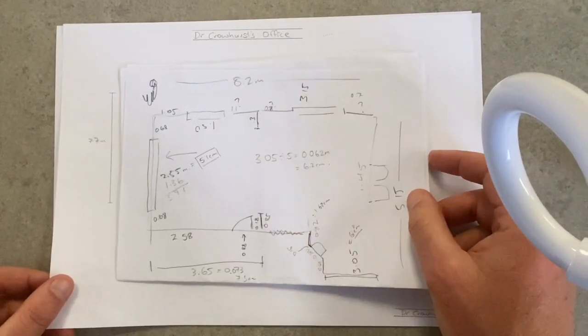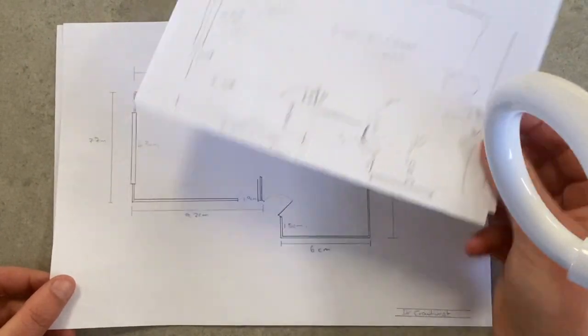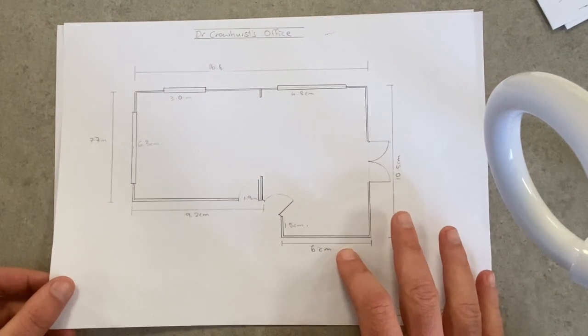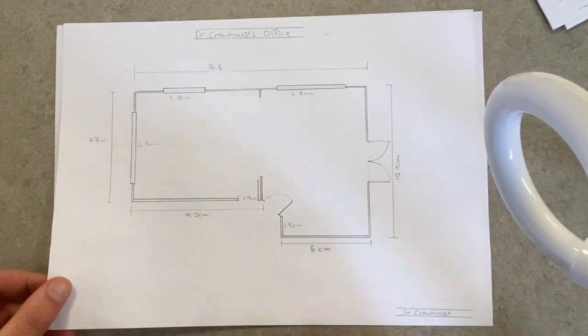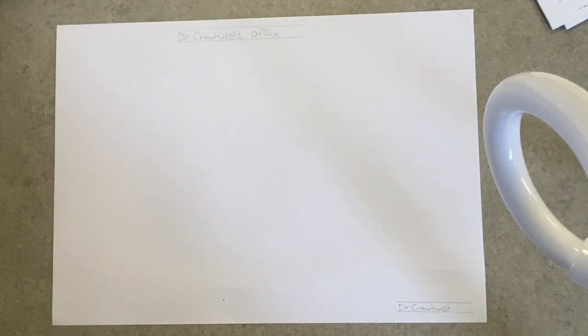And this is what we start with. When we went to my office, we drew it really roughly. We drew some rough measurements and then we'll come out with something like this. And I'm going to show you how to do that today. Now, the scale that we're going to use is 50:1, but I'll talk about that a little bit later.